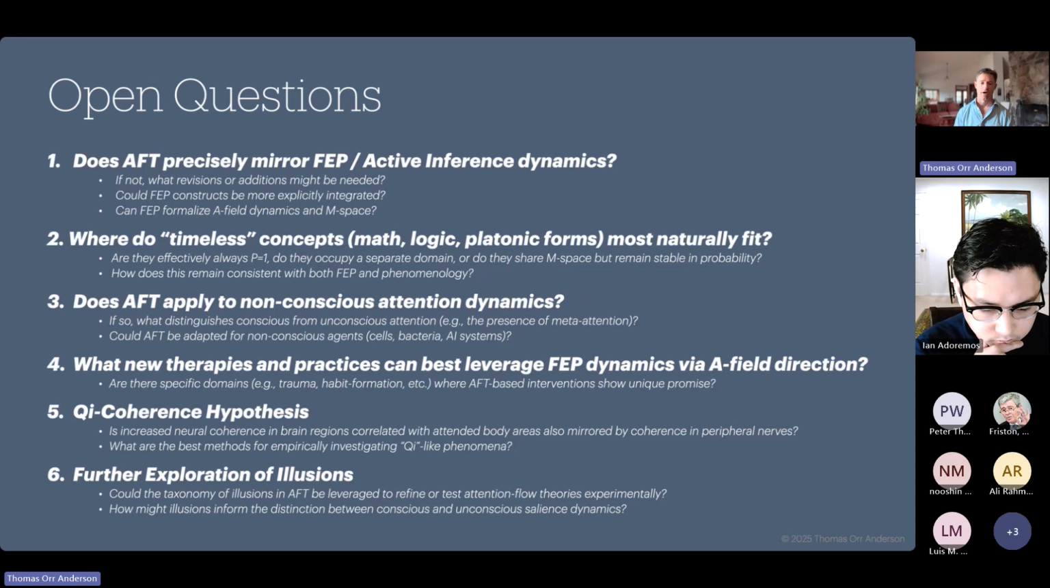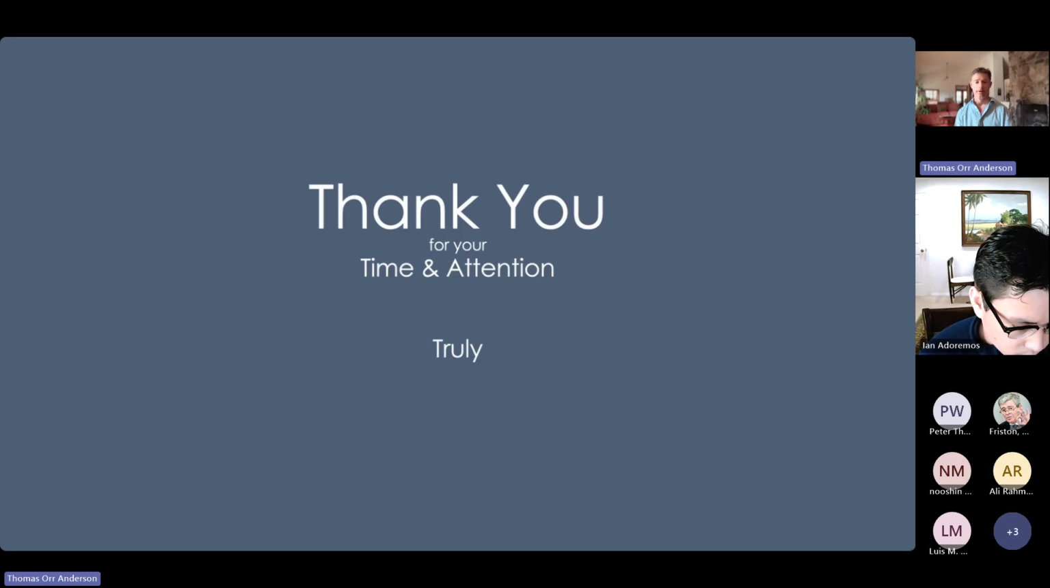Of course, the key coherence hypothesis I proposed is increased neural coherence in the brain regions correlated with attended body regions. Is that also mirrored in the coherence of the peripheral nerves? What are the best ways to empirically investigate that, or is that already known? And then further exploration of illusions: can the taxonomy of illusions be included in AFT? Could that be leveraged to refine or test attention flow theories experimentally?